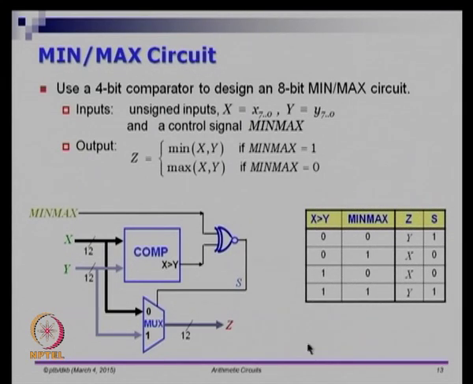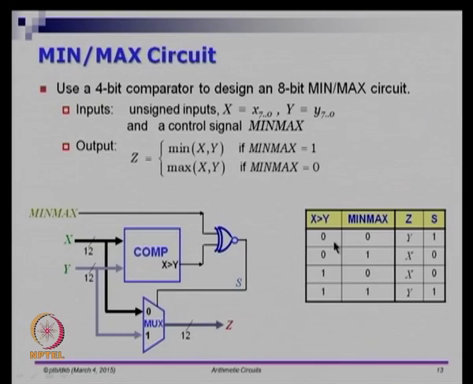extra condition. So let us look at the equations here. x greater than y is 0, which means x is actually less than y, and min-max is 0. So if min-max is 0, I want the maximum, so the maximum should be y. So the select input must be 1, I have to select 1 because of that. If x greater than y is 0, which means x is less than y, and min-max is 1, min-max is 1 means I want minimum. So the minimum of x comma y should then be x, I want x. To select x, the select line must be a 0.